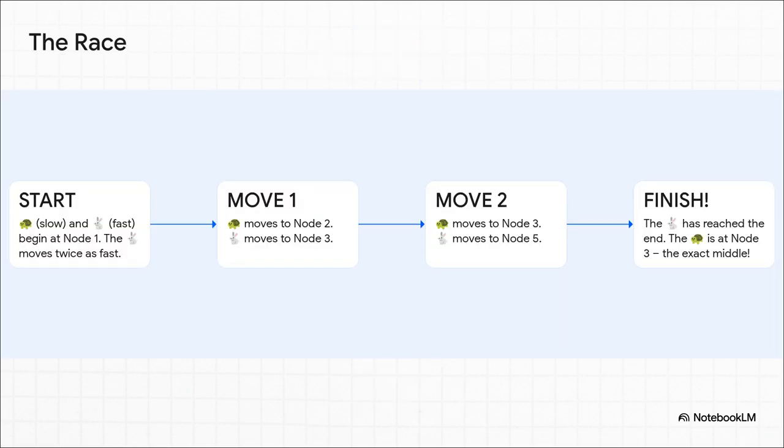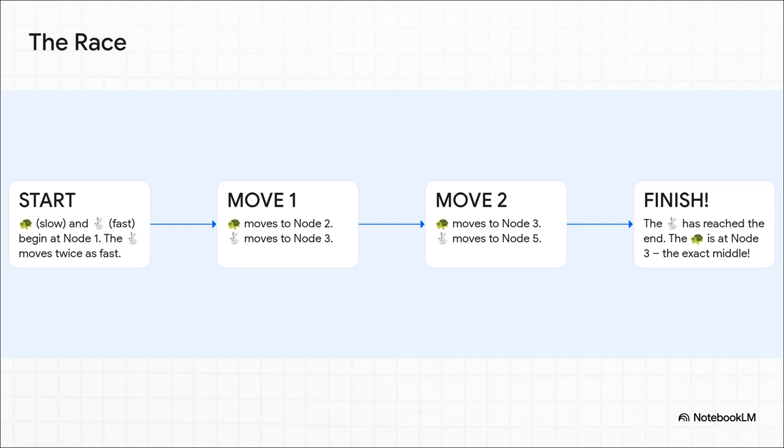The answer is just beautiful. What you do is you send two walkers down the chain from the very beginning. One is a slow walker, our tortoise, who moves one clue at a time. The other is a fast runner, the hare, who jumps 2 clues at a time. So watch this. They both start at node 1. In the first move, the tortoise goes to 2, but the hare leaps all the way to 3.